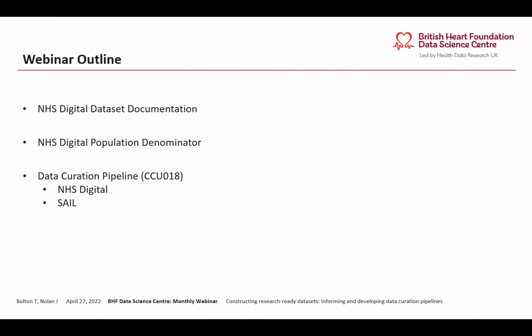I'll just start by giving a quick outline of what we want to cover in this webinar. So I'll start by describing some work that we are doing in collaboration with the NHS Digital Data Wrangler team to update and improve the existing dataset documentation in England. I'll then take a few minutes just to touch on the issue of identifying a population denominator in the NHS Digital TRE. Tom will then do a detailed run through of a data curation pipeline for project CSU 018 in the NHS Digital TRE, and I'll follow this up with a more high-level view of the equivalent pipeline that we've developed for Wales in SAIL. And at the end, I'll also just compare some of the initial outputs that we've obtained from both pipelines.